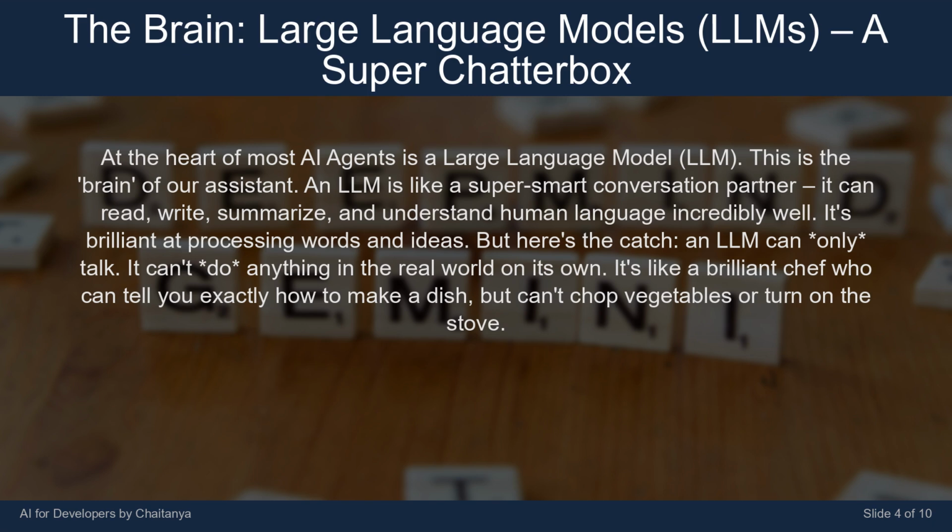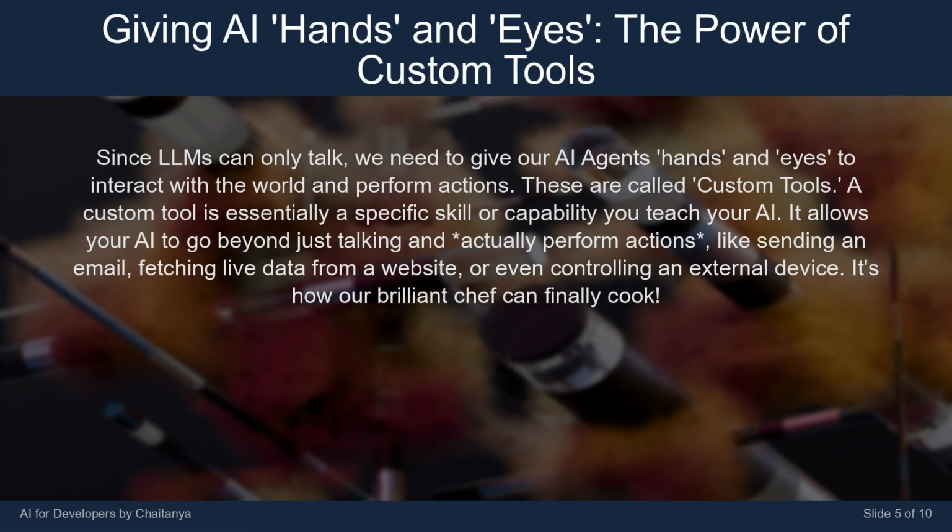turn on the stove. Since LLMs can only talk, we need to give our AI agents hands and eyes to interact with the world and perform actions. These are called custom tools. A custom tool is essentially a specific skill or capability you teach your AI. It allows your AI to go beyond just talking and actually perform actions, like sending an email, fetching live data from a website, or even controlling an external device. It's how our brilliant chef can finally cook.